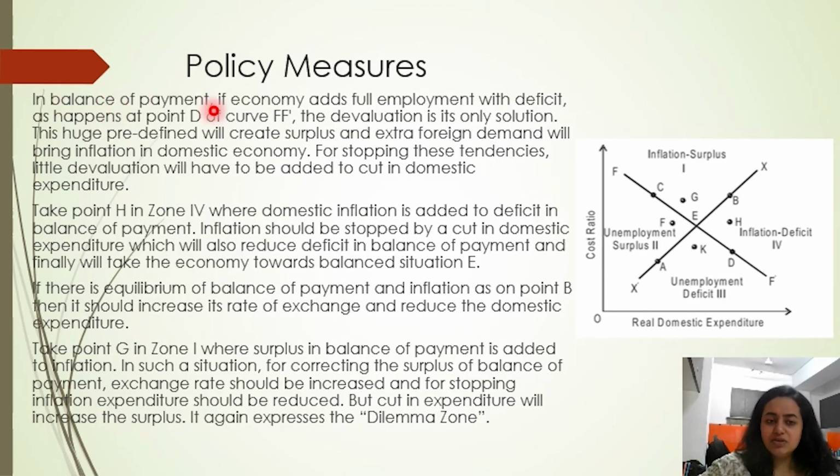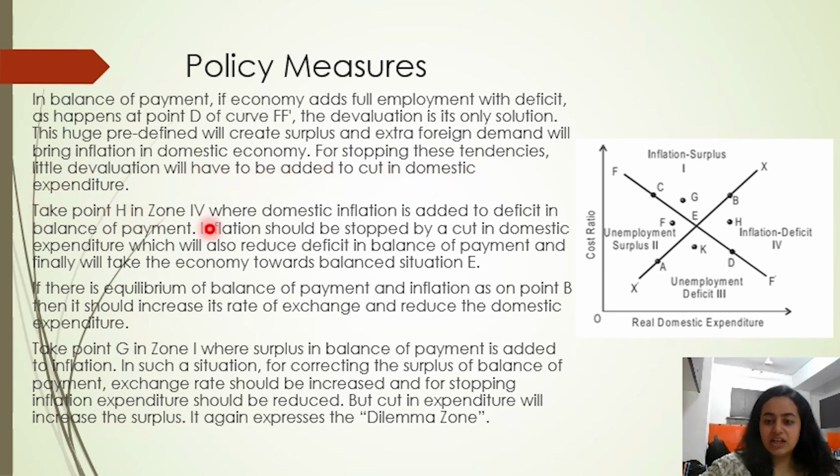In the balance of payments, if the economy has full employment with a deficit, as happens at point D of the curve FF dash, devaluation is the only solution. This huge devaluation will create a surplus, and extra foreign demand will bring inflation in the domestic economy. For stopping these tendencies, a little devaluation will have to be added to a cut in domestic expenditure.